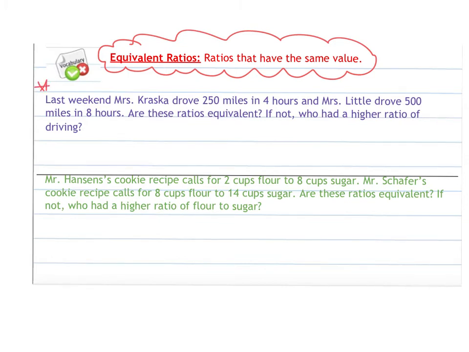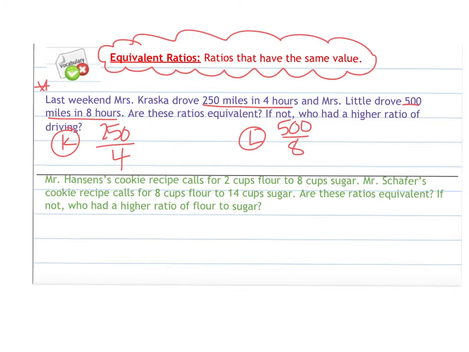So last weekend, Mrs. Kraska drove 250 miles in 4 hours, and Mrs. Little drove 500 miles in 8 hours. Are these ratios equivalent? So Mrs. Kraska's ratio is 250 miles to 4 hours. Mrs. Little's ratio is 500 miles to 8 hours. We need to determine if they drove basically at the same speed. So if Mrs. Kraska went 8 hours, would she have driven 500 miles just like Mrs. Little?